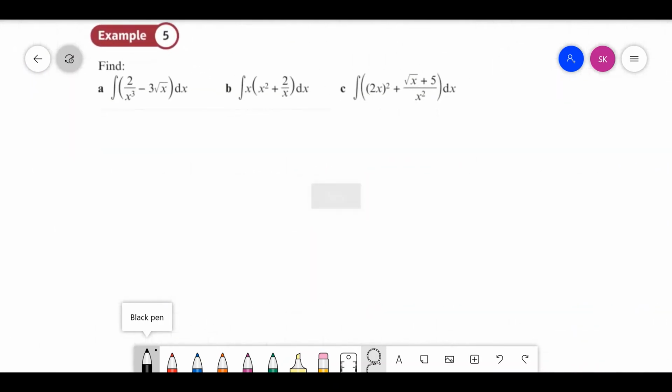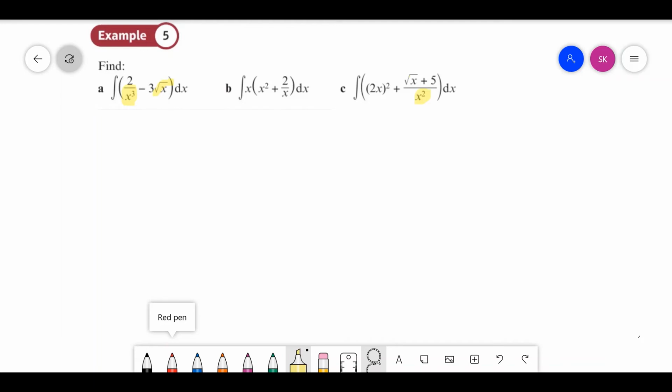So looking at example number 5, can you see what's different about all of them? There's something that's slightly different about the questions compared to the questions that we've done so far that makes these examples a little bit more challenging. Can you see it? It's the fact that I've got x's as denominators and I've got root x's.